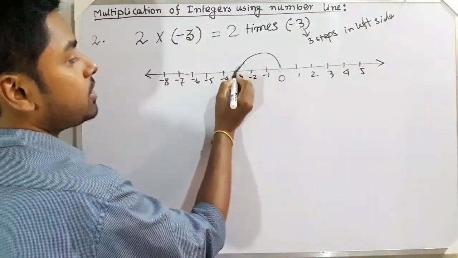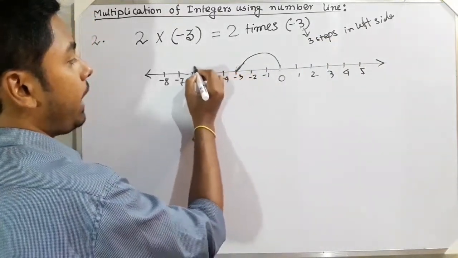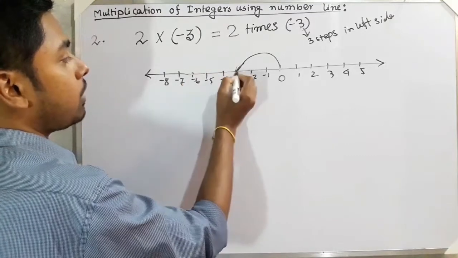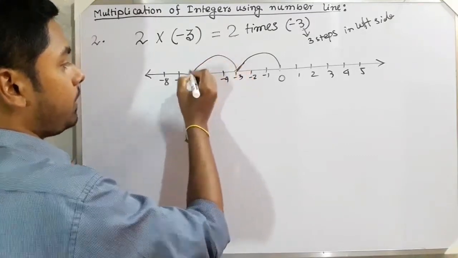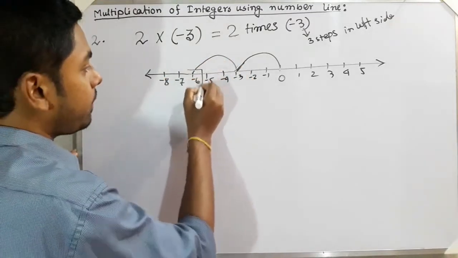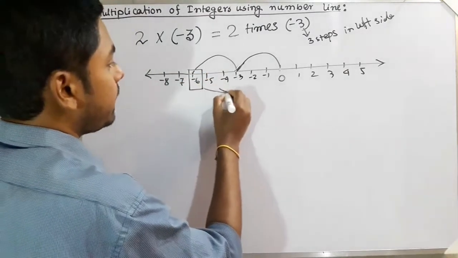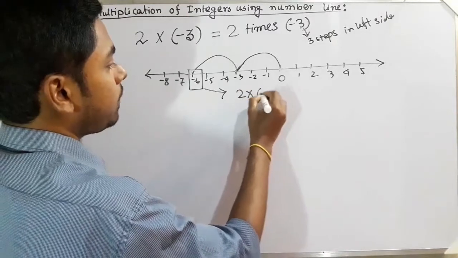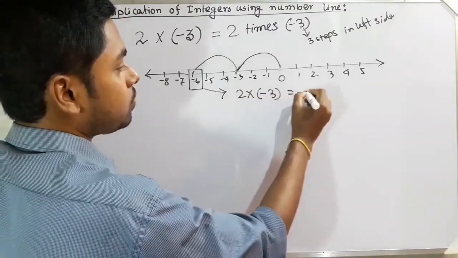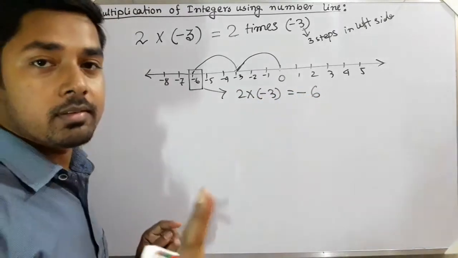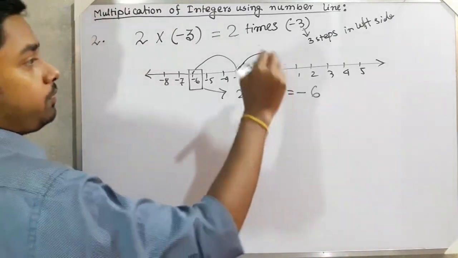So from here 3 steps. So 1, 2 and 3. So here we have to come. So again here. And now we have reached where? Minus 6. So that means what? 2 multiply minus 3 is equal to what? Minus 6. Okay.